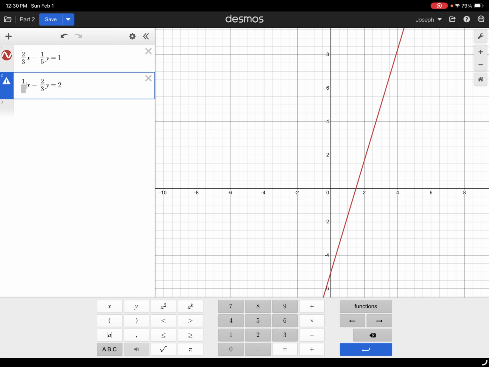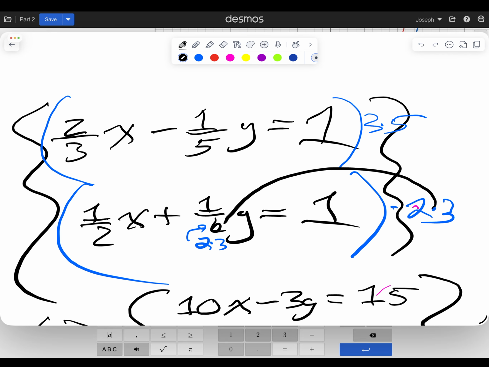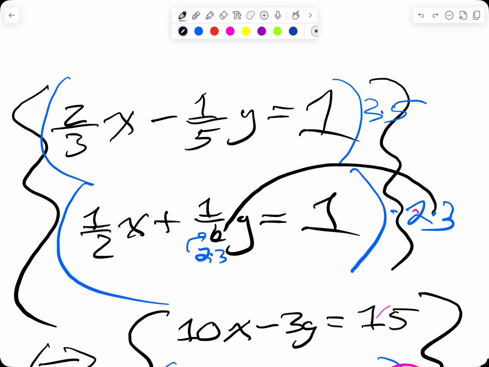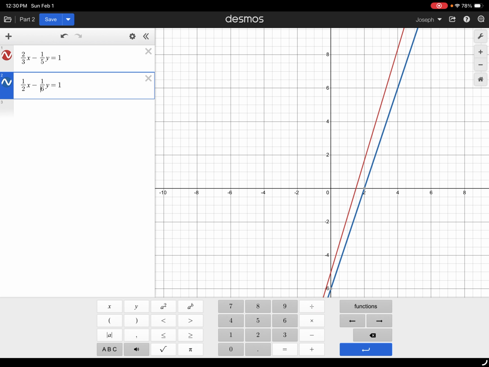1/2, oh man, 1/2 and -1/6 and 1. Is that right? 1/2, oh, it's +1/6. Okay, so let's try it again. +1/6. Delete the minus and plus sign. There we go. All right, so where did the lines cross?